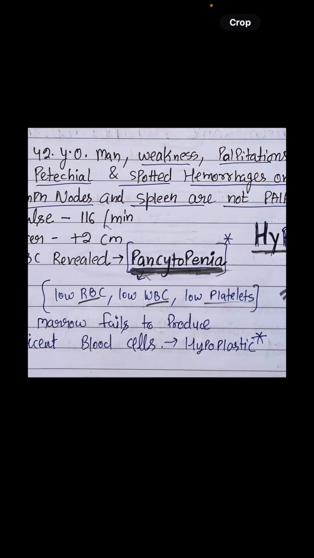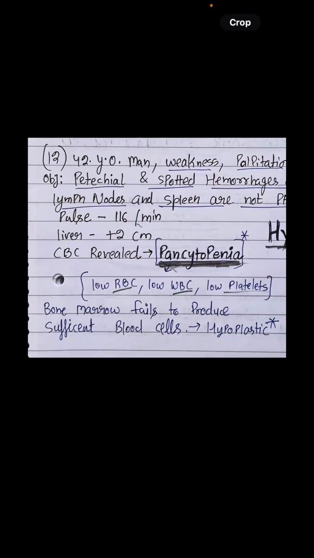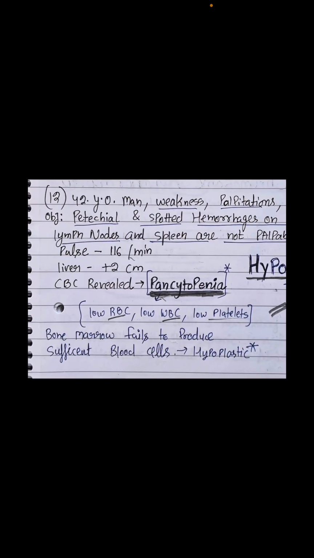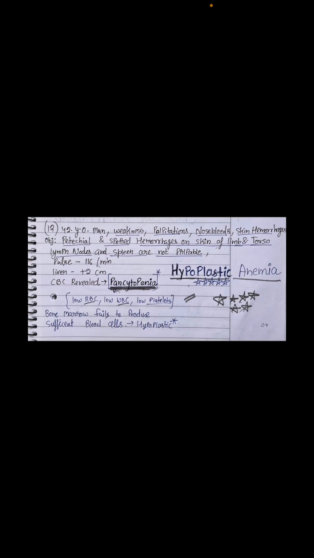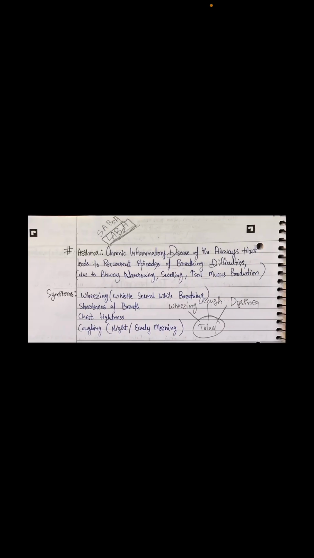A low RBC, low WBC, low platelets. So the bone marrow fails to produce sufficient blood cells. This means hypoplastic anemia. So remember the case study of hypoplastic anemia. This is easy. Let's go to asthma.